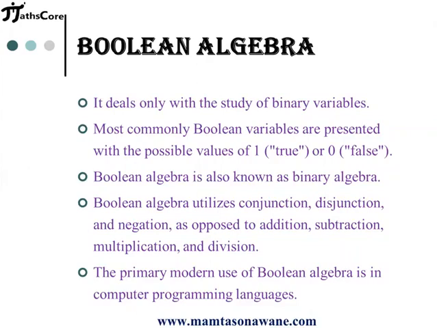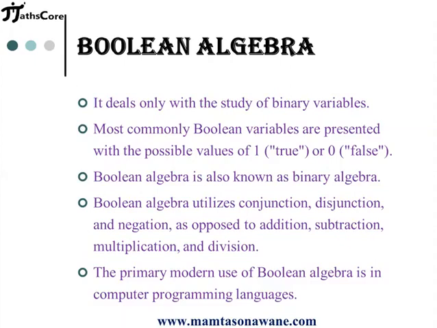So most commonly Boolean variables are represented with the possible values of 1 and 0. As we know, in probability also we use only two values, 0 and 1. But in probability we take all the points which lie between 0 and 1, meaning 0.01, 0.02, 0.5, 0.6. All these quantities are included in probability, but in Boolean algebra, we only have to use 0 and 1. No other points or numbers are included here.